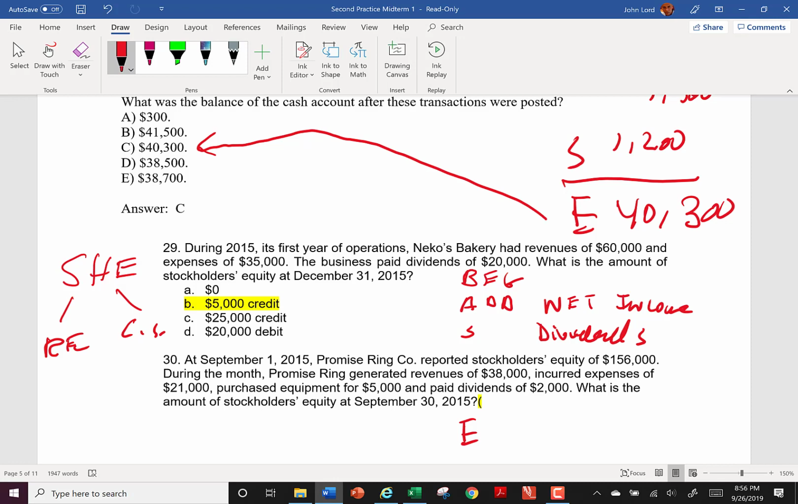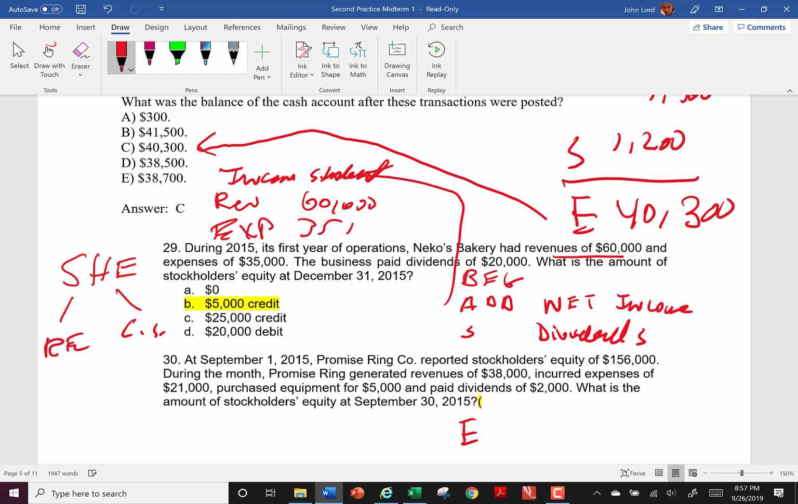So now we have to make up, how do we calculate net income? On the income statement, good. And on the income statement, we report net income. And so our income statement is going to show revenue. Revenue is how much? 60,000. We're going to show expenses of how much? 35,000. They tell me the expenses, right? So revenue minus expenses gives me net income equals 25,000.